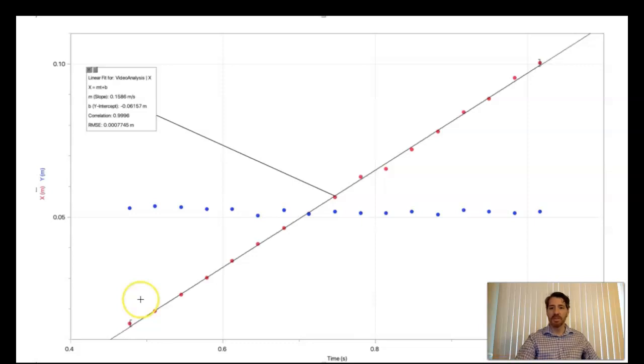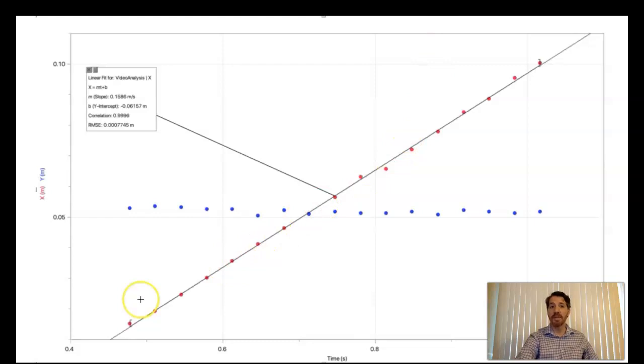I'm going to ignore the blue ones in the Y direction because that was so boring. As the cart moved left to right, it didn't do anything in the Y direction. I'm just going to ignore the Y direction entirely and only analyze what's happening in the left-right direction, that X direction. This line of best fit, mathematicians would describe its equation as y equals mx plus b.